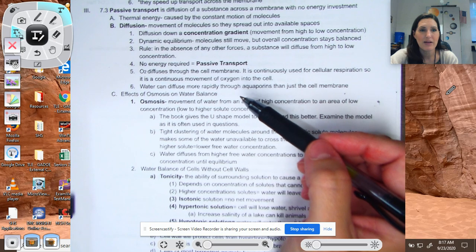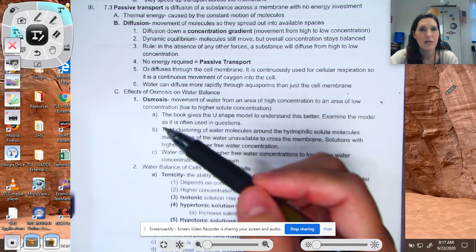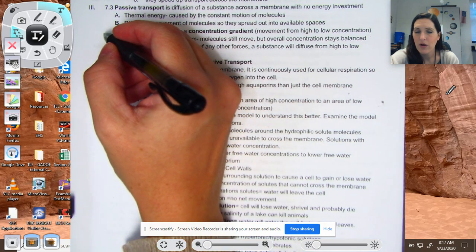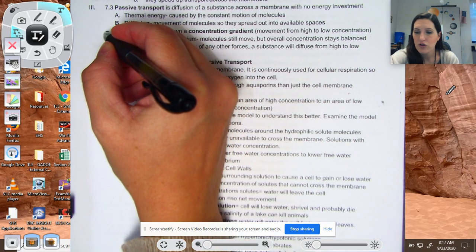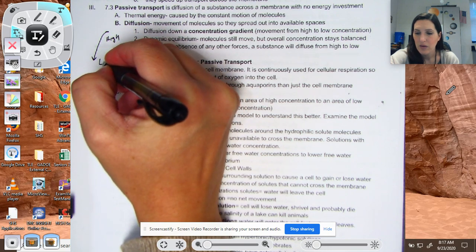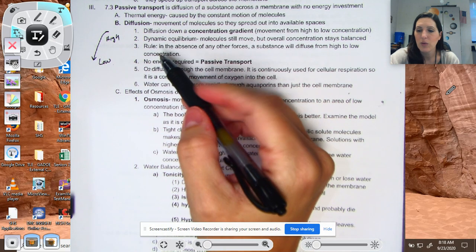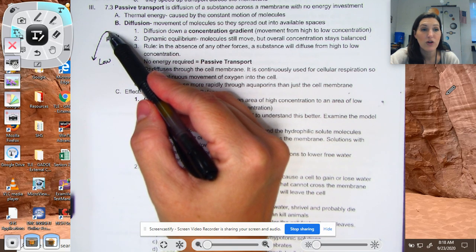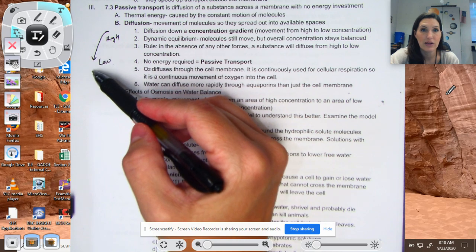All right, remember with passive transport, this is again movement in and out of the cell, but this goes from what I would call a high concentration to a low concentration. And with this, it doesn't require any energy. It's easy to move from where there's a lot of something to where there's a little of something.